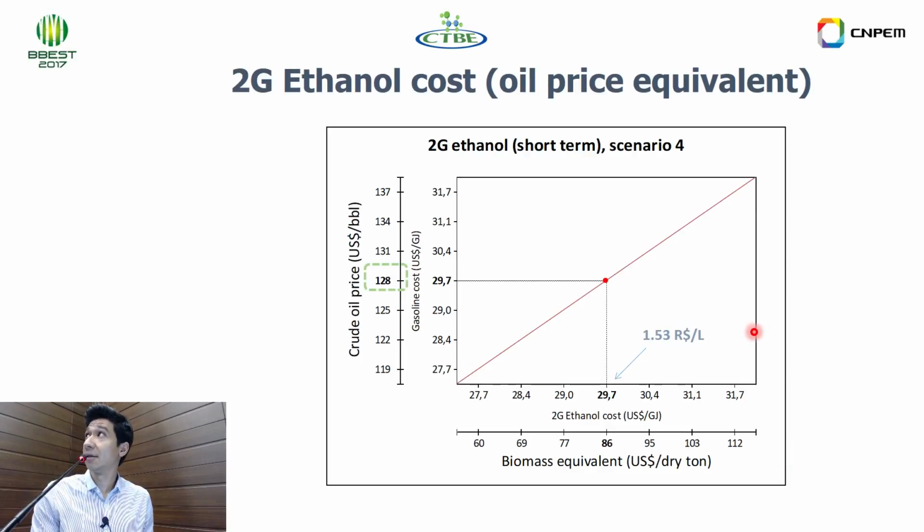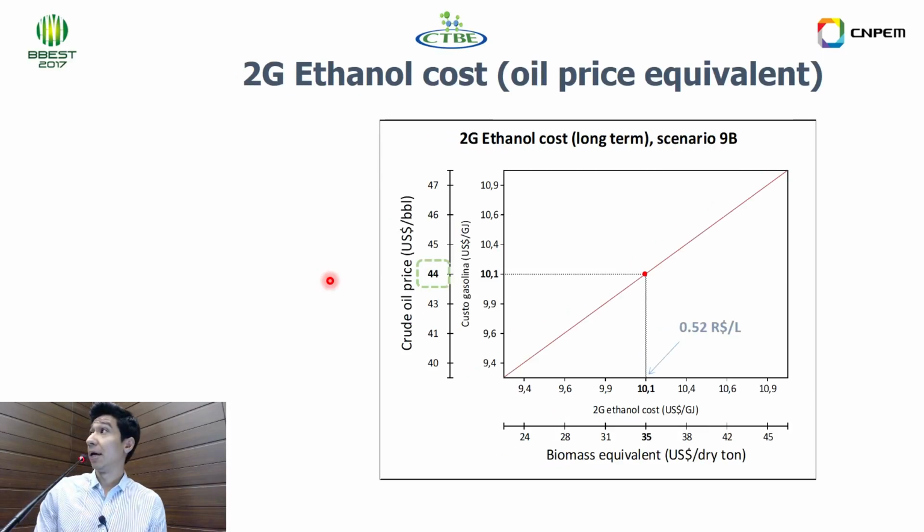So we had this exercise in this study. For example, we know that in the short term, second generation ethanol would cost around 1.53 reais per liter. And that's equivalent to saying that if I produce gasoline using WTI crude oil, then second generation would be competitive in a situation in which crude oil costs $128 per barrel, which is a lot, and I don't know if this can happen again. Maybe in the future, I don't know.